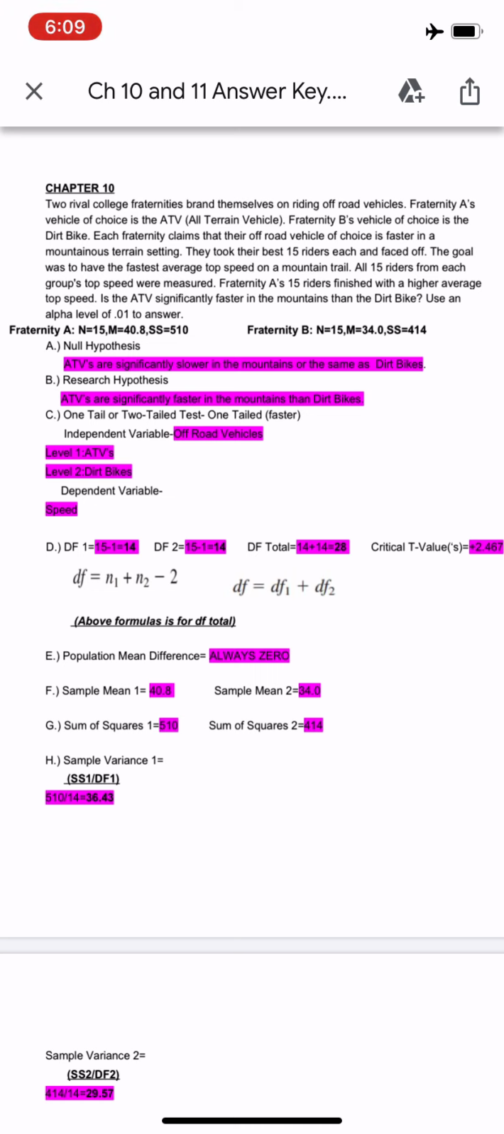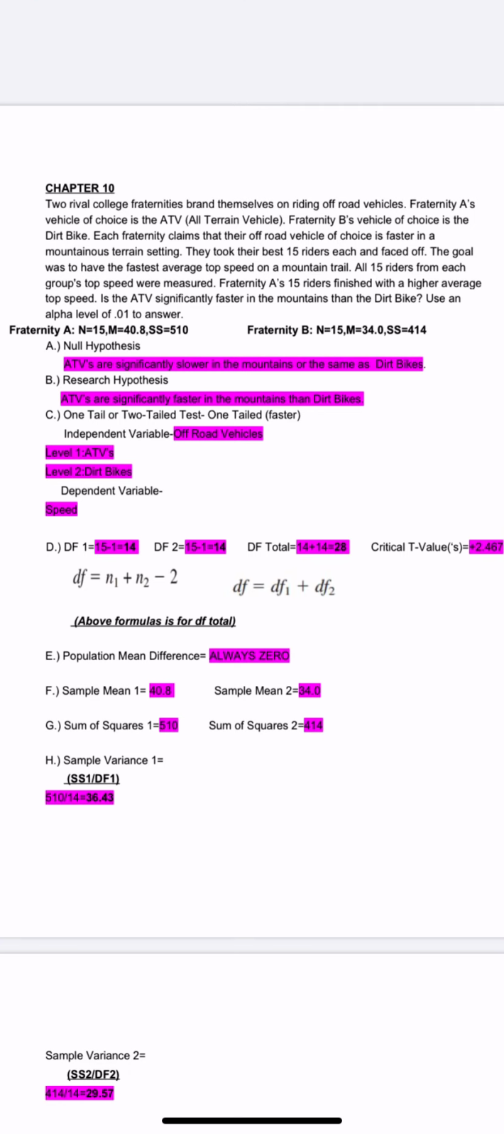All 15 riders from each group's top speed were measured. Fraternity A's 15 riders finished with a higher average top speed. Question: is the ATV significantly faster in the mountains than the dirt bike? Use an alpha level of 0.01 to answer.